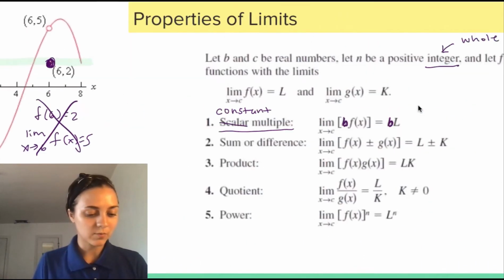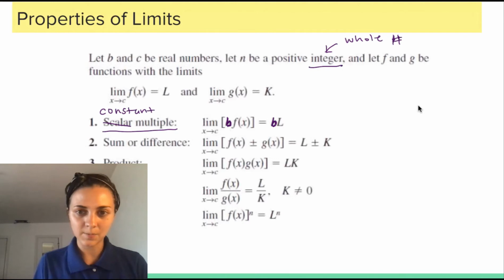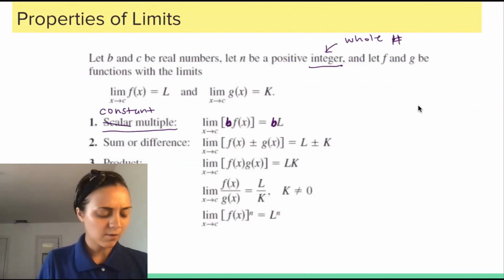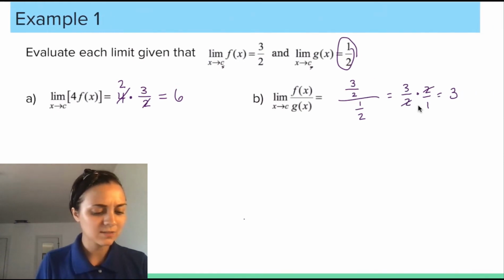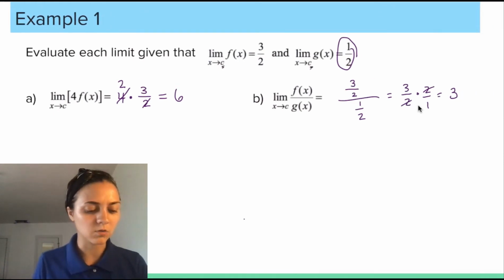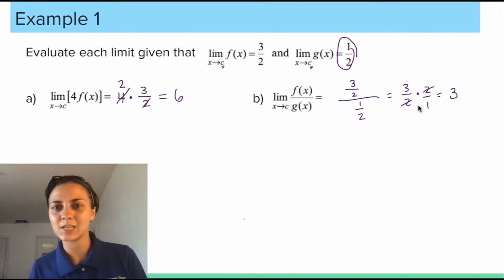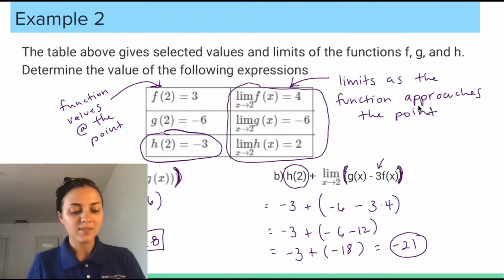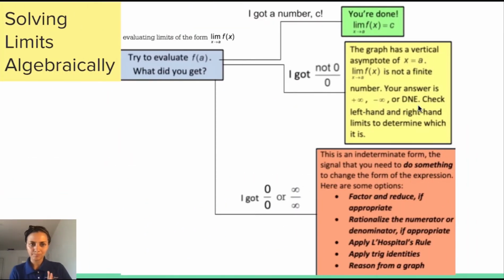So here is what we did last time with our properties of limits. Notice here that we always just had generic functions like f of x and g of x. They never gave us actual equations for the functions, they were just in general. And that's what's mainly going to be different.